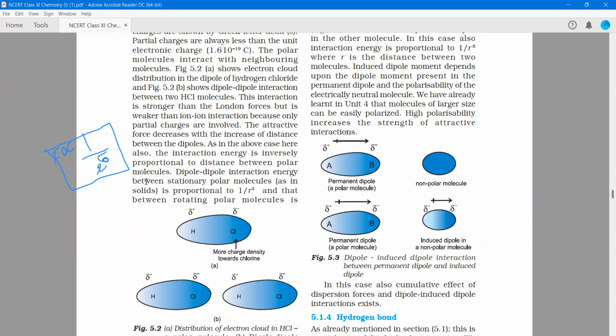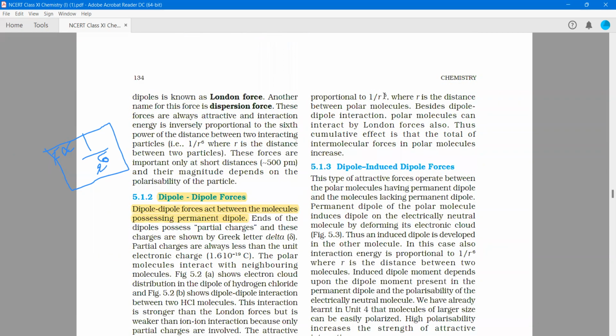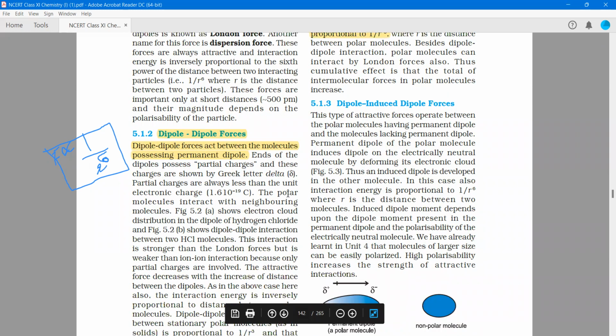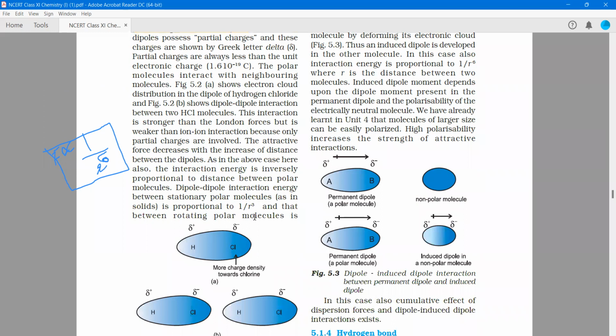Again, the dipole-dipole interaction energy between stationary polar molecules is proportional to 1 upon r to the power of 3. That between rotating polar molecules is proportional to 1 upon r to the power of 6, where r is the distance between the polar molecules. So when you have stationary polar molecules, then you have a greater repulsion. But when you have rotating polar molecules, then the force is directly proportional to 1 upon r to the power of 6. In that case, distance matters quite a lot.